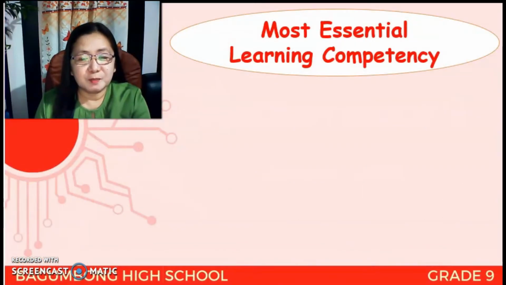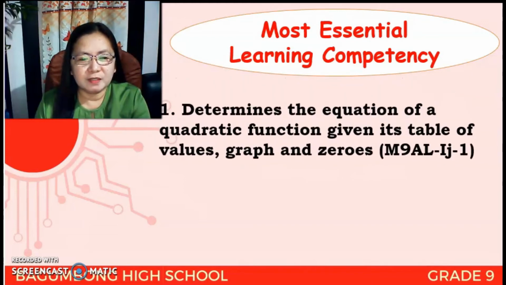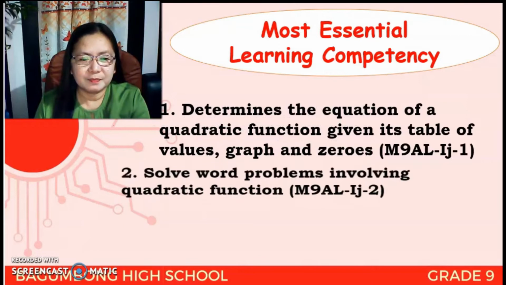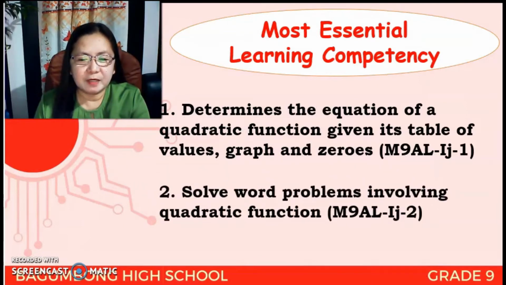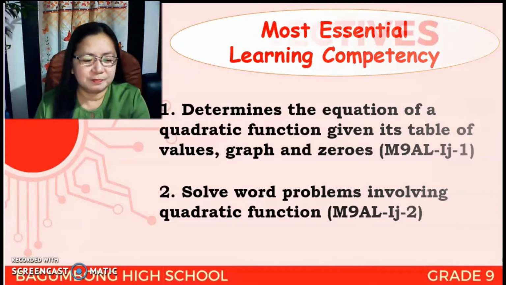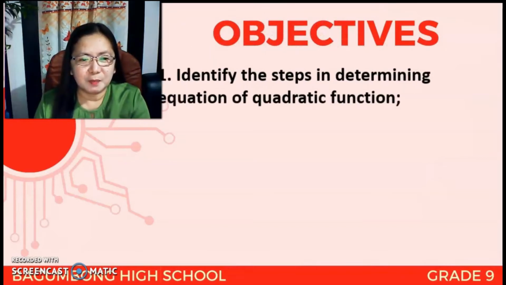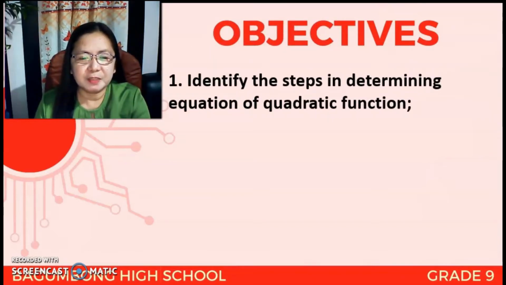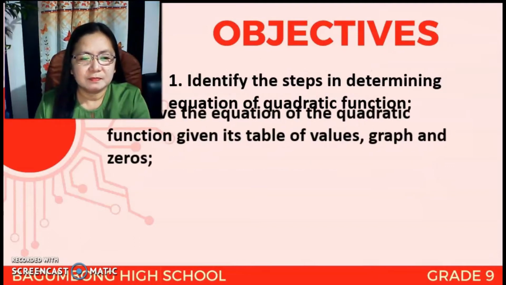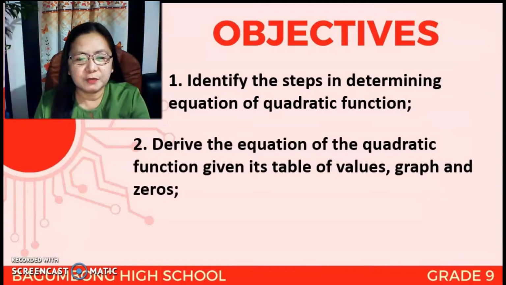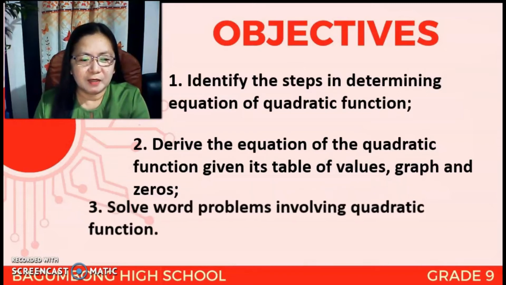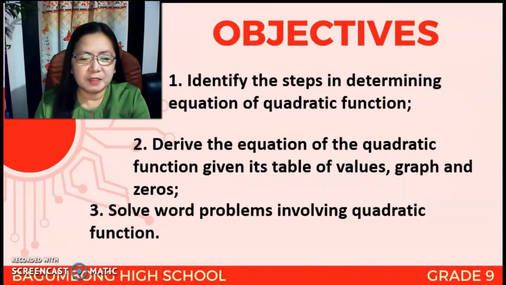The most essential learning competencies are number 1, determine the equation of a quadratic function given its table of values, graphs, and zeros. And number 2, solve word problems involving quadratic function. After going through our module, you are expected to: number 1, identify the steps in determining the equation of quadratic function. Number 2, derive the equation of the quadratic function given its table of values, graphs, and zeros. And number 3, solve word problems involving quadratic function.